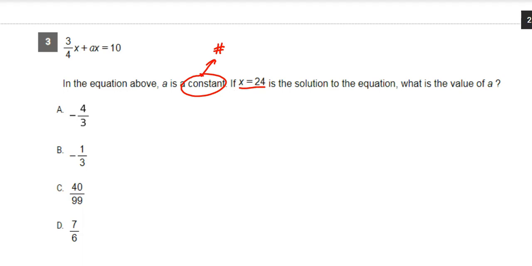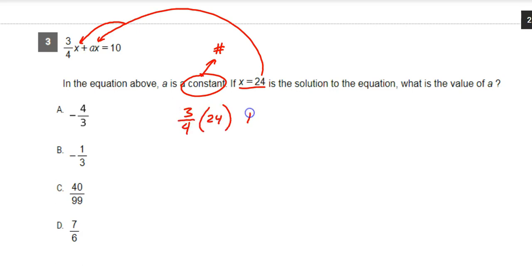So that means we want to substitute 24 in place for x. So I'm going to rewrite this. 3/4 times 24 plus a times 24 equals 10. And depending on your fraction skills, hopefully you have a calculator that can do fractions. Strongly suggest that. I'm going to normally do them by hand in my videos because I'm kind of old school like that. So I'm going to multiply here and put a 1 on the bottom. So 3/4 times 24 over 1.